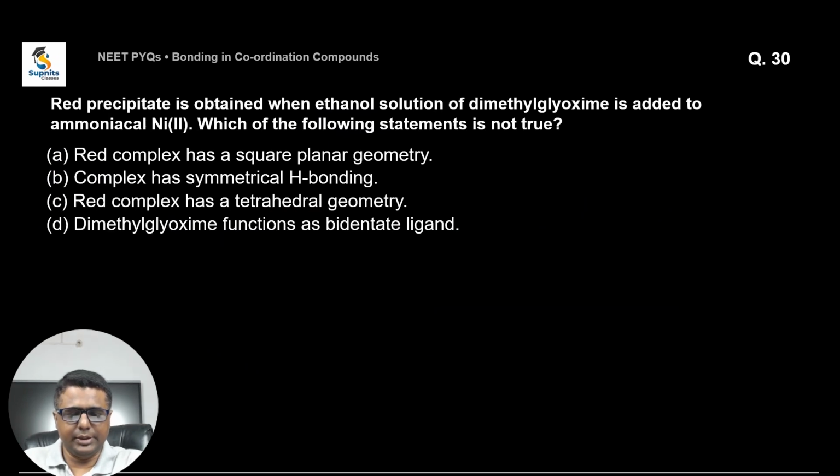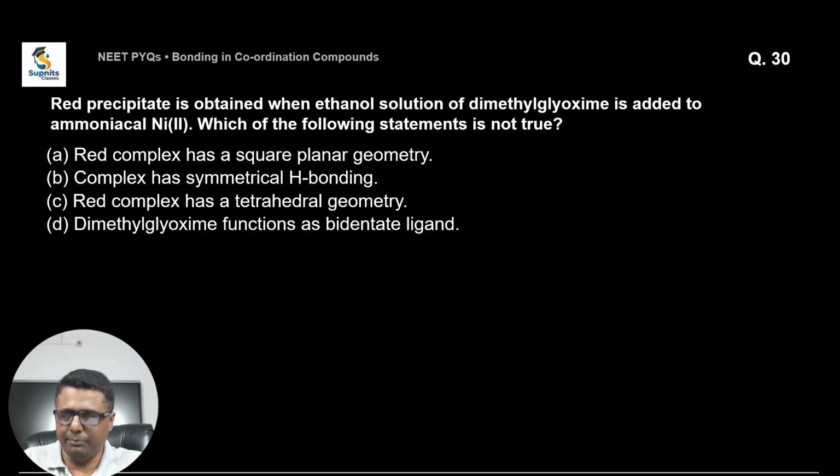Okay. Now this is important. Red precipitate is obtained when ethanol solution of dimethylglyoxime is added to ammoniacal nickel(II). So which of the statements is not true? First of all, let us find out what is the complex compound that is formed.